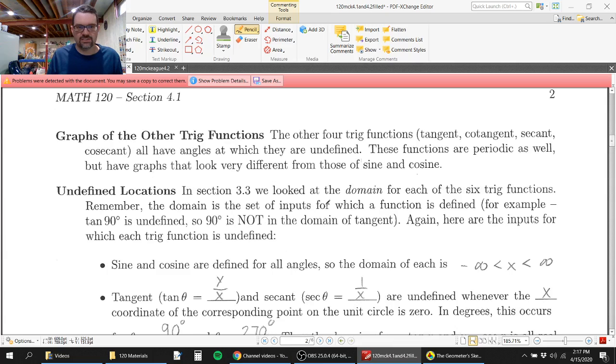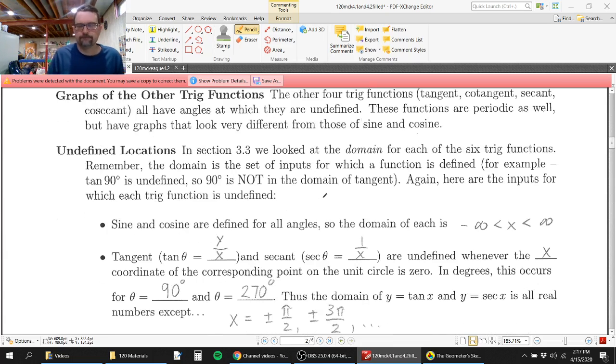All right, on the second page of this section, though, actually, are just about the other trig functions. And we're not going to look at them a whole lot. I just want you to see the graphs of them.